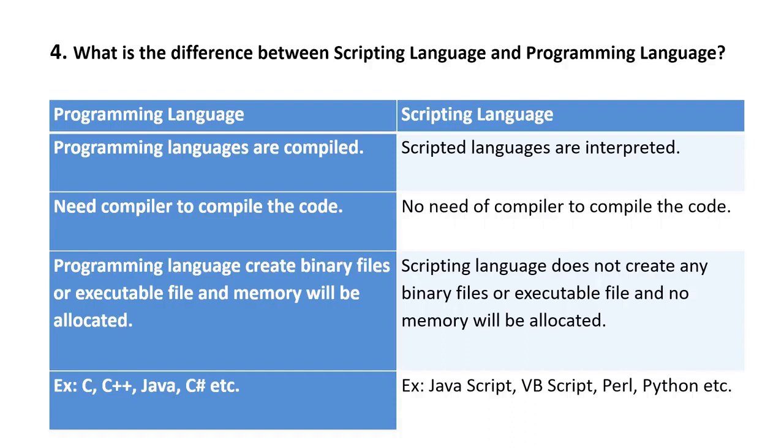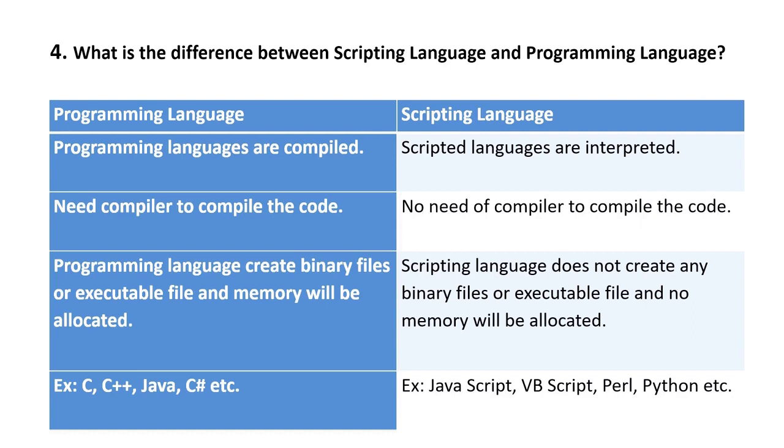What is the difference between scripting language and programming language? Programming languages are compiled. It needs a compiler to compile the code. Programming language creates binary files or executable files and memory will be allocated. Examples of programming languages are C, C++, Java, C#, etc.